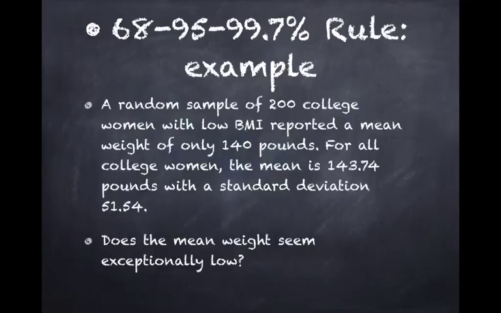And so what you should do is pause the video, write down our sample size, write down the sample mean, the 140, write down the population's mean, the 143.74, with the standard deviation, and let's see, is this mean weight unusually low?